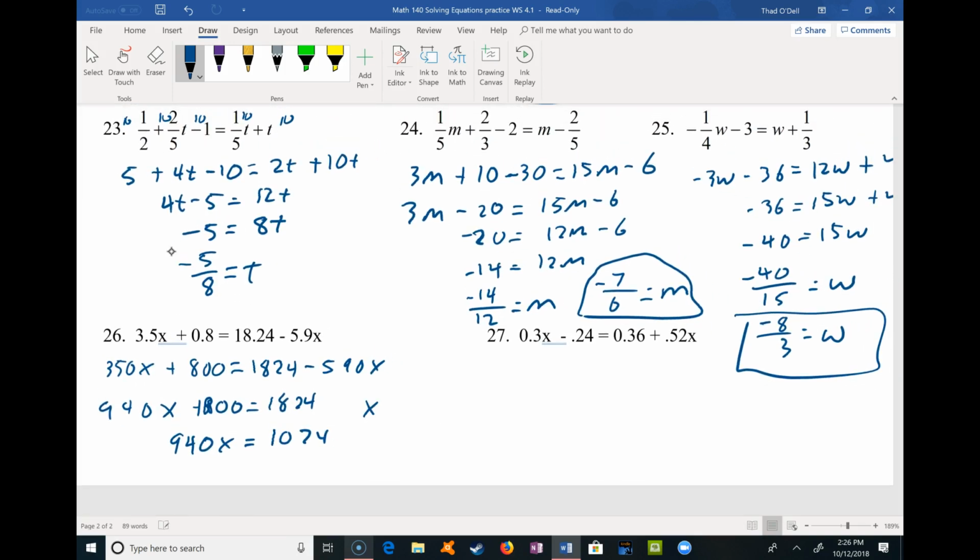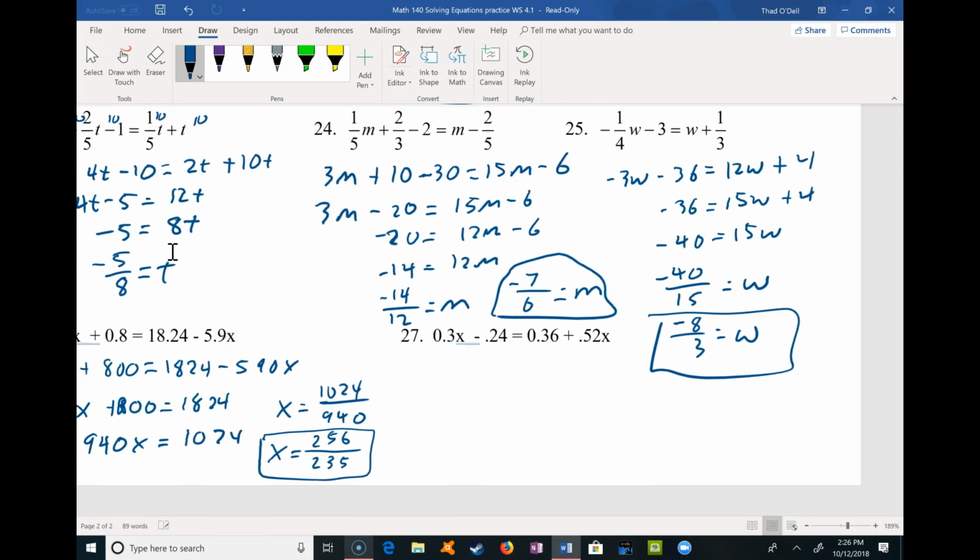Divide both sides by 940, and we get x is equal to 1024 over 940. Let's see, we can reduce that by 4. That would be 256 over, reduce that by 4, and that would be 235. Yeah, I don't think that's going to be divisible by anything else, so that's all she wrote.